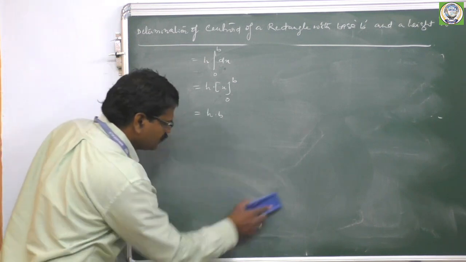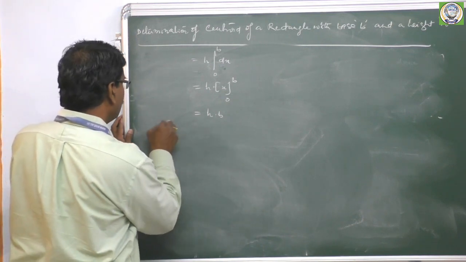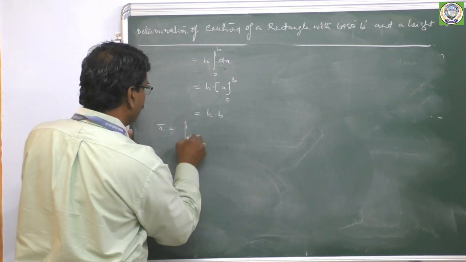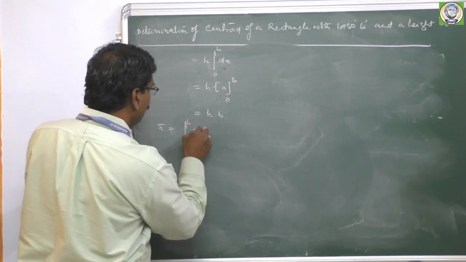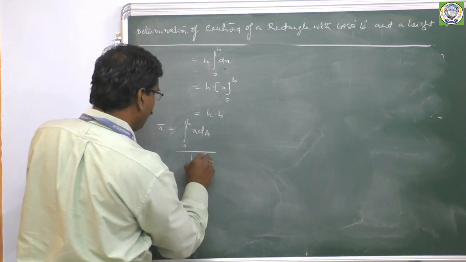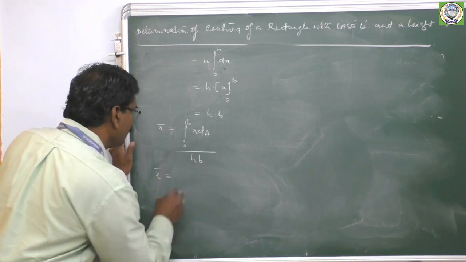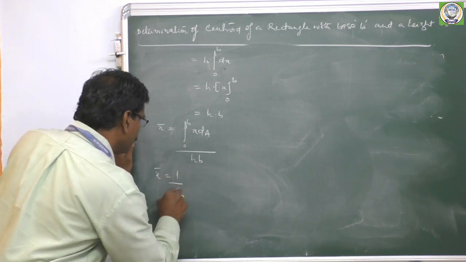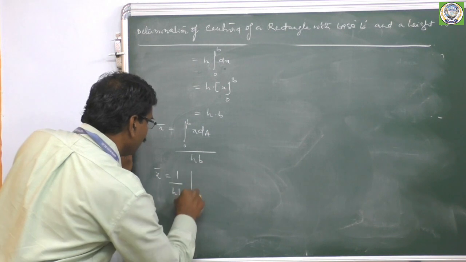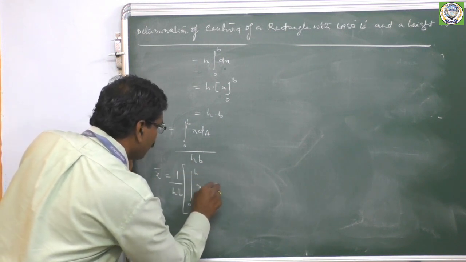This is the denominator portion of evaluating integral 0 to b dA. Now, bring this and substitute in equation 1, we get x bar is equal to integral 0 to b x dA by hb. That implies x bar is equal to 1 by hb into integral 0 to b x dA.